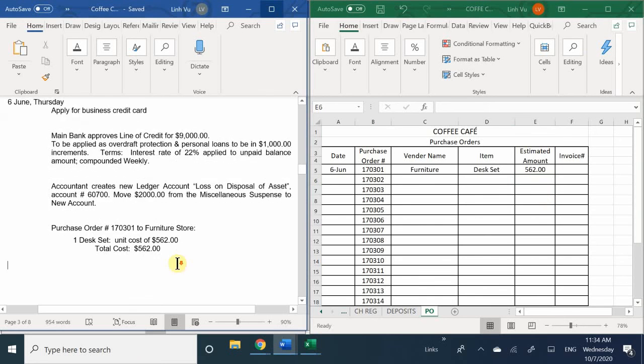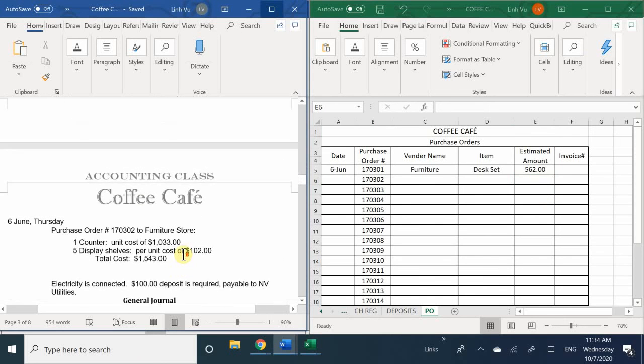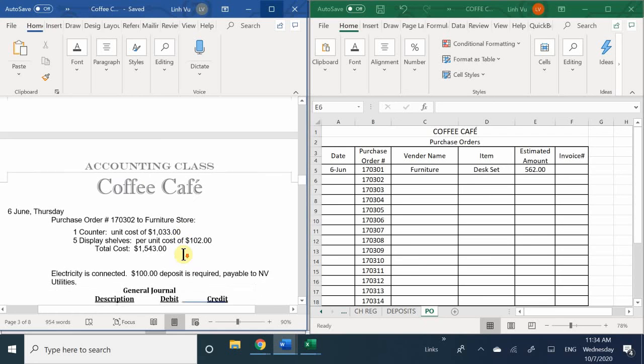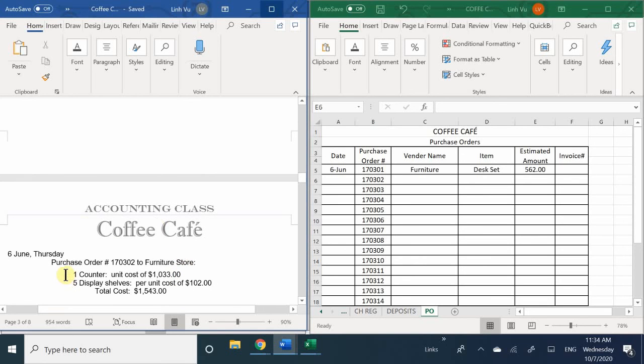Okay. Let me see if we can do the next one. All right, go ahead and do the next one. On the 6th, we made another purchase order, okay, to the furniture store. Maybe we were looking through the catalog, we saw one, we made the purchase order, and then we looked through it again and we realized, oh wait, let's make some more purchases. These are some things I might need. So in this case, you want a counter and you also want display shelves.